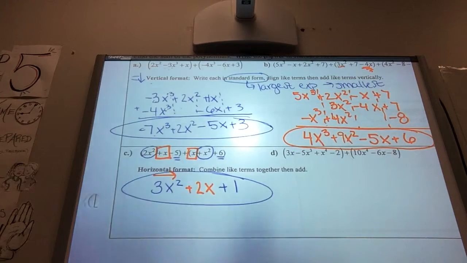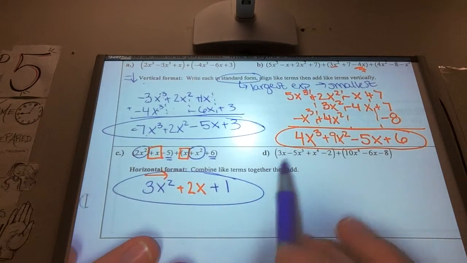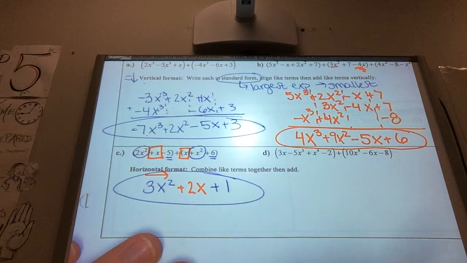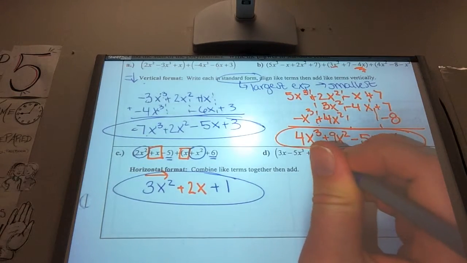So same thing on D. Let's start with you telling me what the largest exponent is here. Look at all of them. What's my largest exponent? 4. I have x to the 4th positive.